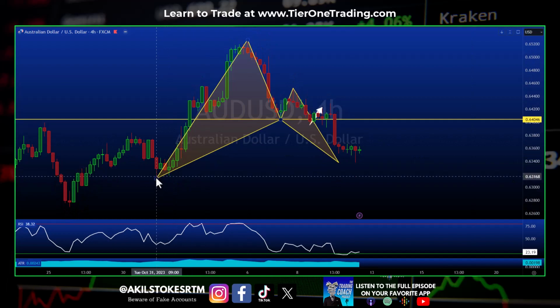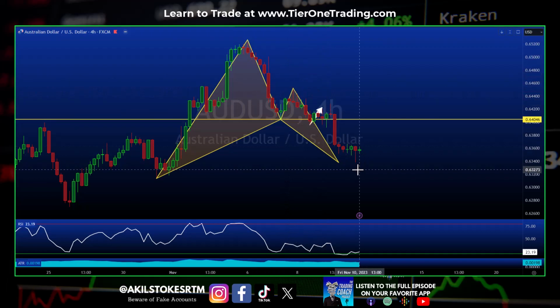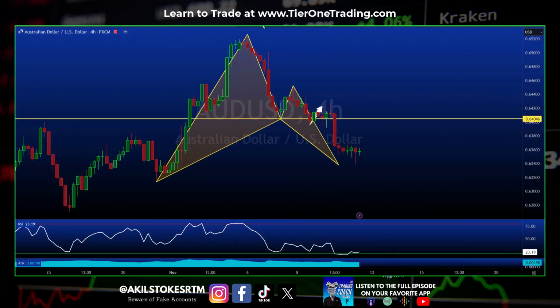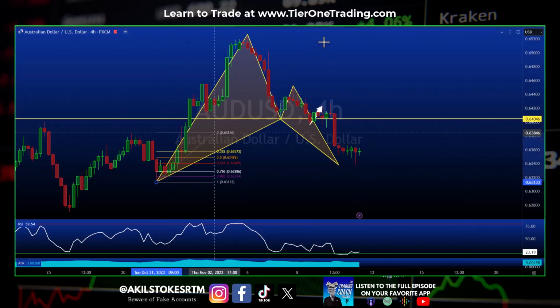Just move from swing low to swing high, X to A, or yellow. A to B is that first retracement, B to C is that failed extension up, and then a CD completion is a move down here to our 886 Fibonacci retracement.